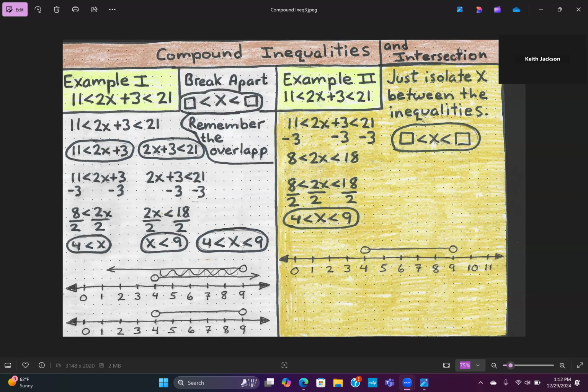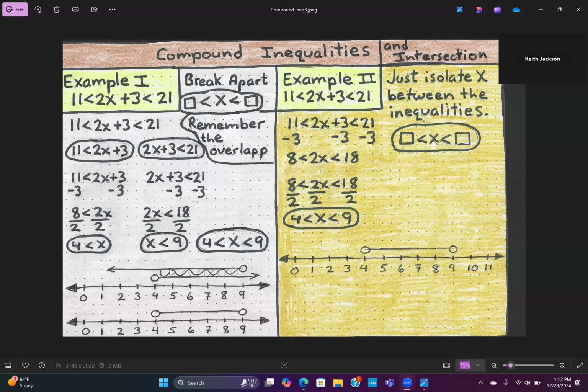And at the same time, we know that x is less than 9. And so we're going to put an open circle over the 9 with an arrow going in this direction, knowing that x is to the left of 9 because it is less than 9. And so now we're going to look at the area between the two open circles. That area between the two open circles is known as the intersection.